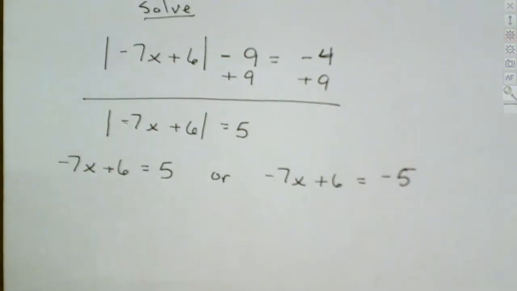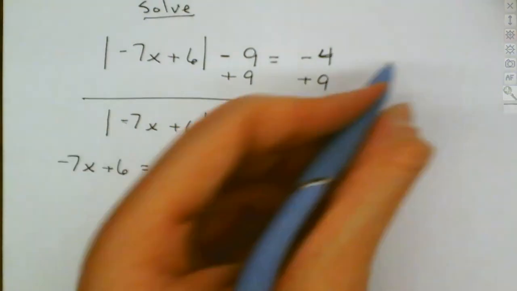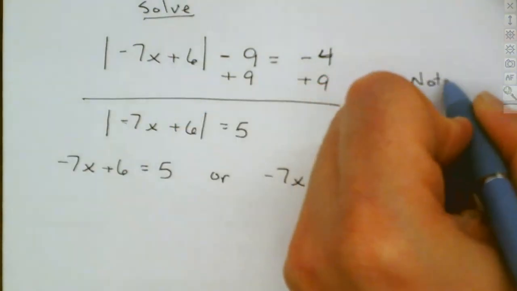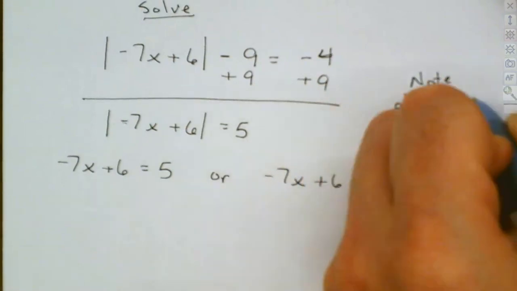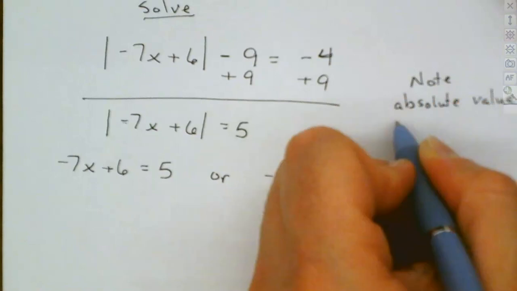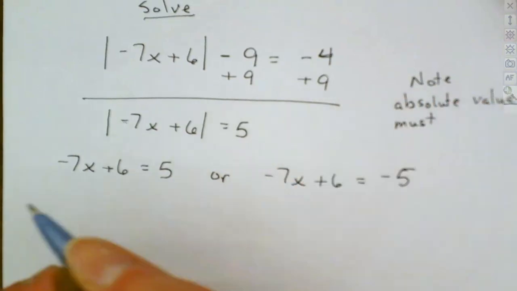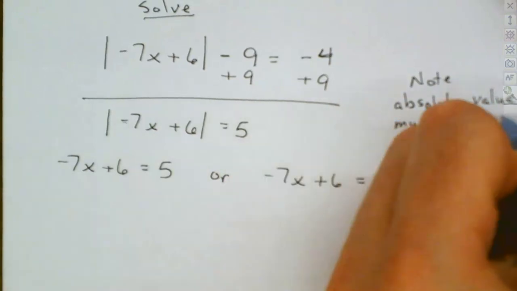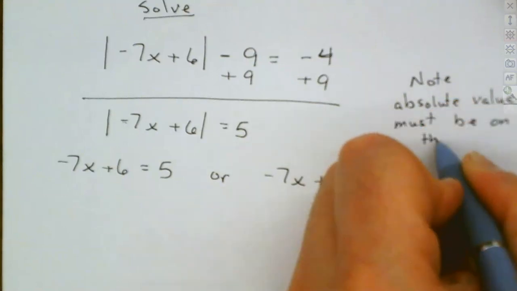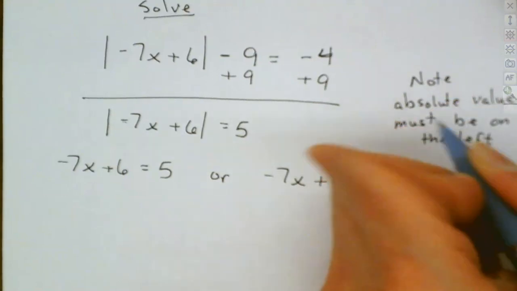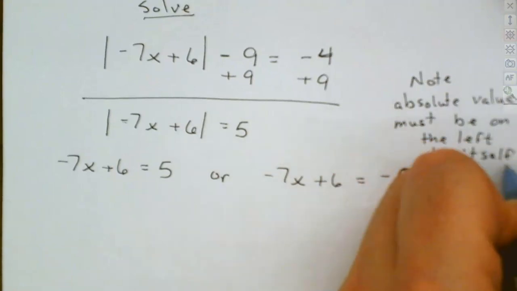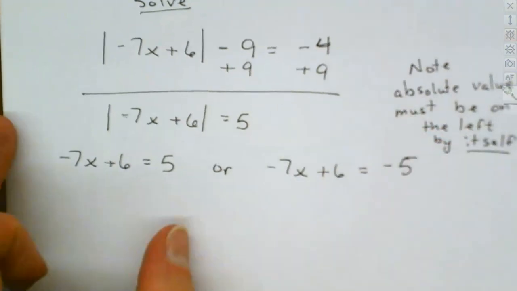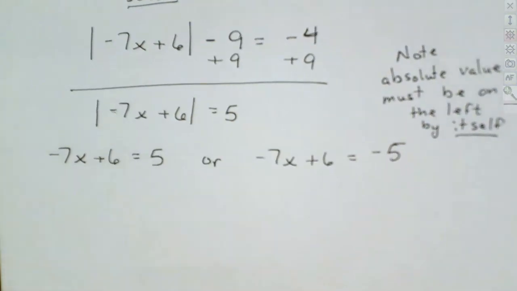Move that 5 over. So the absolute value must be on the left. Let me write that over to the side here. So the absolute value must be on the left by itself. So that absolute value has to be on the left by itself.